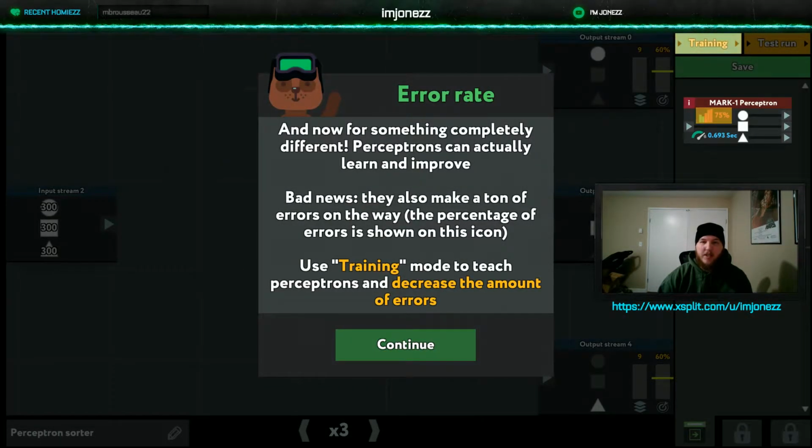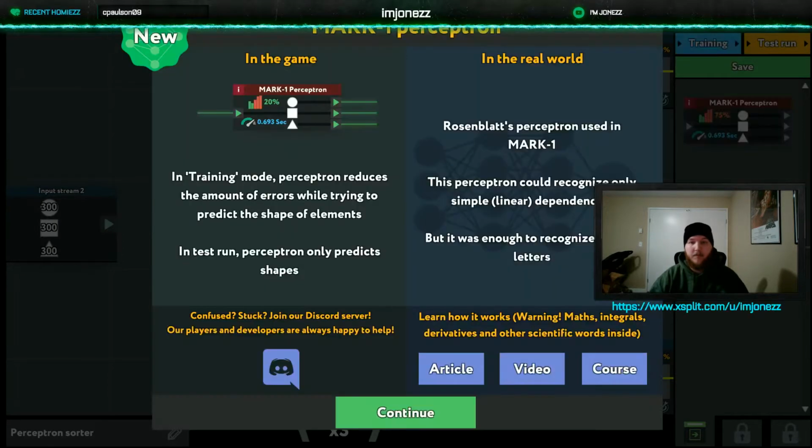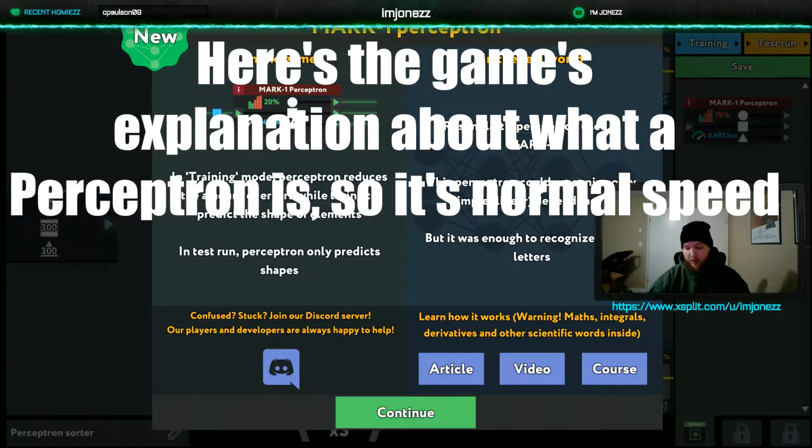Right, we're getting into perceptrons. Something completely different. Perceptrons can actually learn and improve. Bad news, they also make a ton of errors along the way. This percentage of errors is shown in this icon. So we've got a new button, this training button, along with the test run and save. So we have to train and then test, and if it doesn't work, we may need to retrain. So, okay, the Mark 1 Perceptron.